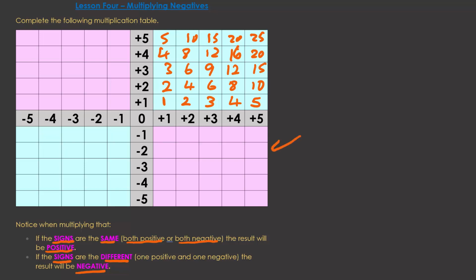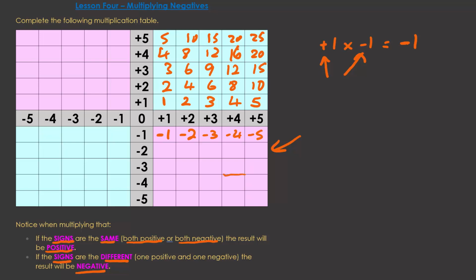Whereas if we go for this pink box down here, we're doing 1 times negative 1. So the signs are different. We're doing a positive times a negative, and that gives me a negative result. So if we're doing positive 1 times negative 1, what I do is 2 steps. I say, well, the signs are different, and that tells me that the answer is negative. And then I just ignore the signs and just do 1 times 1. So this one is negative 1. And likewise, this one's negative 2, negative 3, negative 4, negative 5.